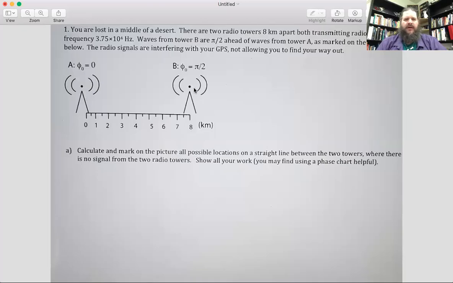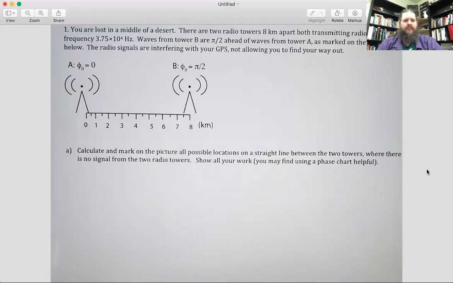So we've got two radio towers. We know they're 8 kilometers apart. We know they're both transmitting radio waves. And we know that they're both the same frequency, 3.75 times 10 to the fourth hertz. We also know they're out of phase with each other, that the waves from tower B are pi over 2 ahead of waves from tower A. And what does that mean? How would you describe the behavior of these radio towers if we want to say that one of them is pi over 2 ahead of the other?